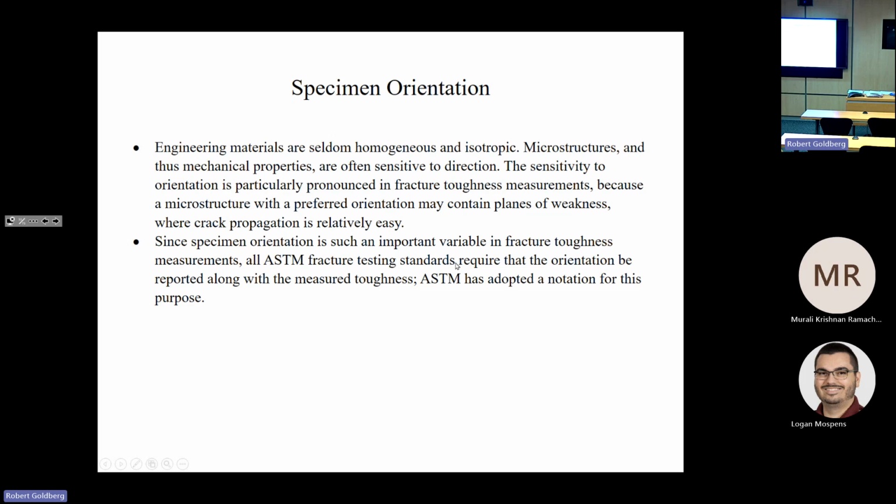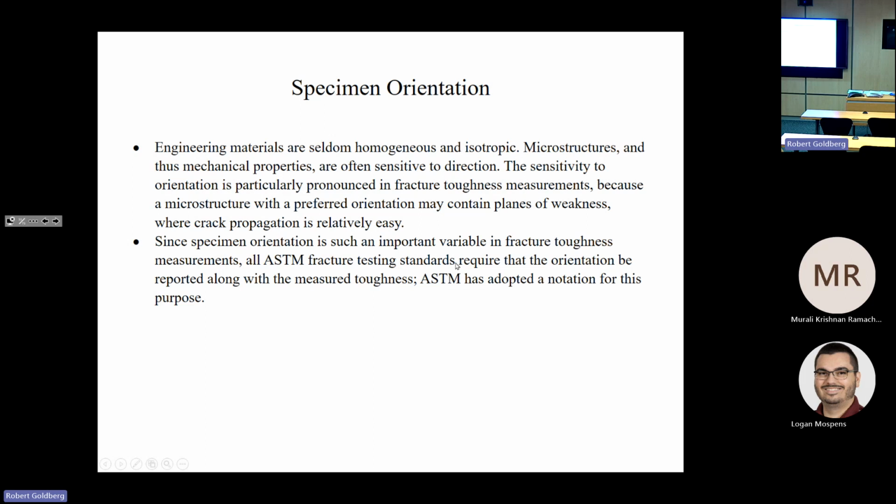So if you have a material where it's weaker in a particular direction, cracks and crack propagation tend to look for areas of weakness. So if it's really strong in one direction and weak in the other, in the direction where it's weak is where you're going to have cracks more likely to form and propagate. So since specimen orientation is such an important variable in fracture toughness measurements, all of the ASTM fracture testing standards require that the orientation be reported along with the measured toughness.